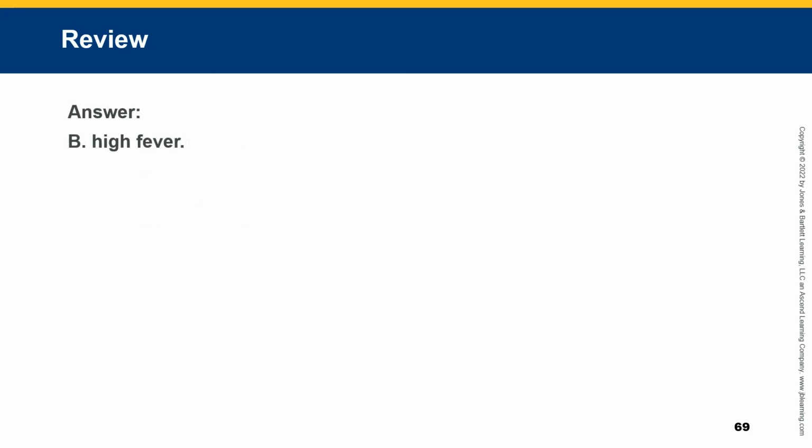B, high fever. Strokes affect the brain. So the least likely thing out of all of the other signs and symptoms that you'll see is for them to have a fever.